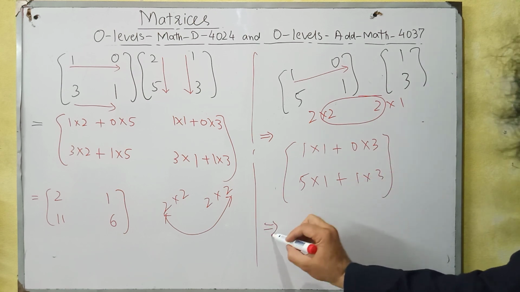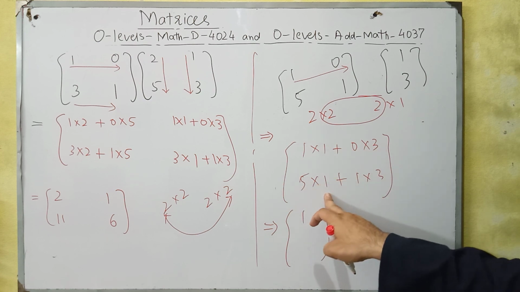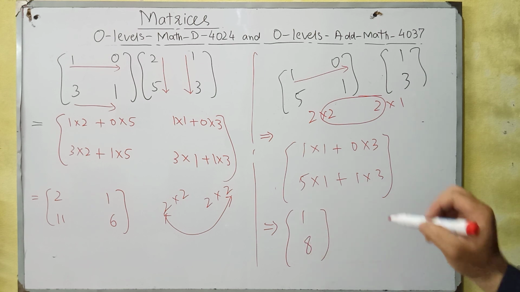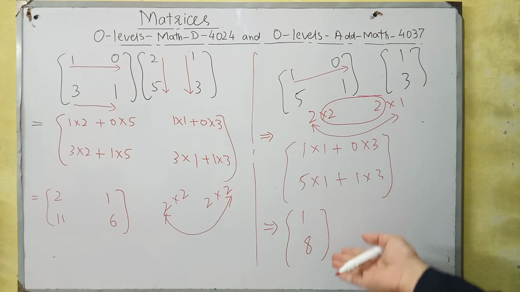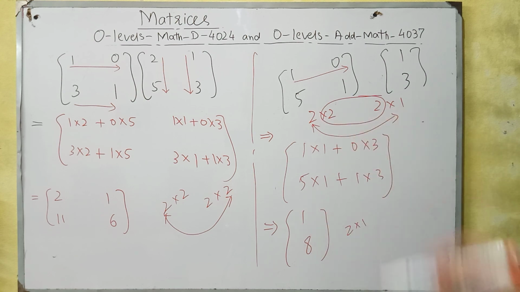We will have 1, and 5 into 1, 5, 5 plus 3, 8. Again, we can see that the order of the resultant matrix is 2 cross 1. We can verify this. So, this was multiplication of matrices.